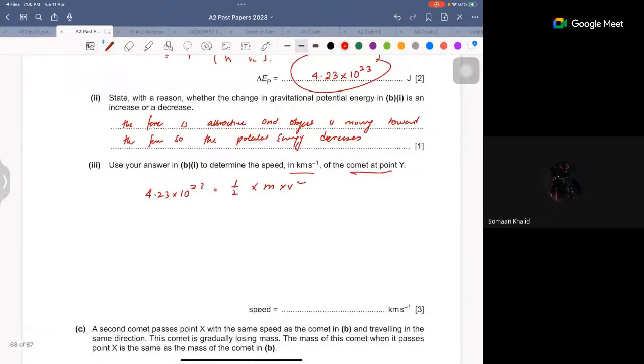Yeah, but we can't do that yet. You have to convert it later on. The reason is that this is in SI units, so we can't divide by kilometers then. You get it? Yeah.